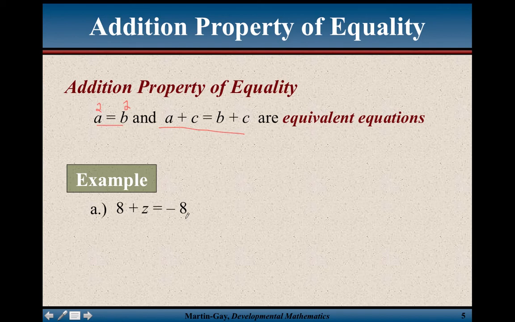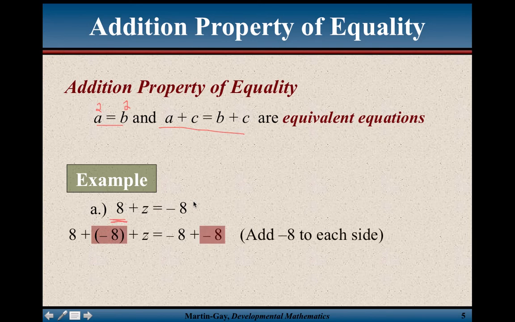Ngayon, para ma-solve ito, gagamitin natin yung addition property of equality. So, dito, kukunin natin yung opposite sign ng 8. Ano ba yung opposite sign ng positive 8? E di negative 8. Since negative 8, kung anong ginawa ko dito, mag-a-add ako ng negative 8 dito, mag-a-add din ako ng negative 8 doon. So, ganito yung magiging itsura niya.